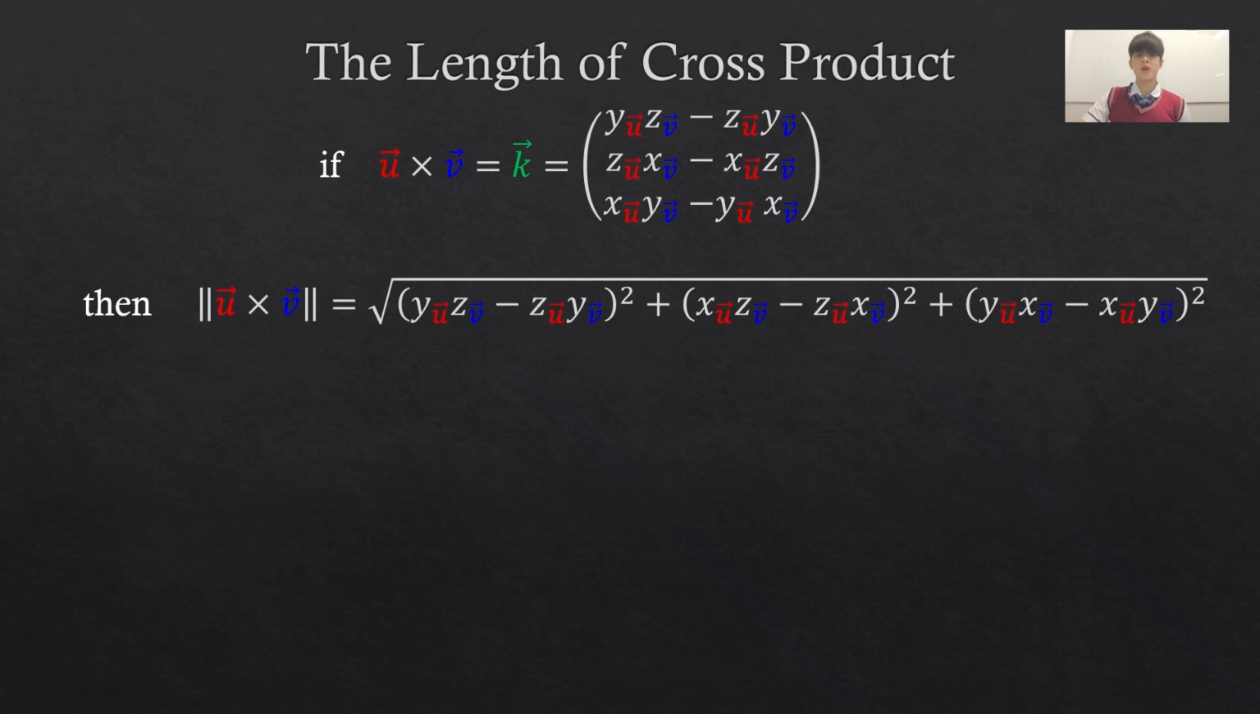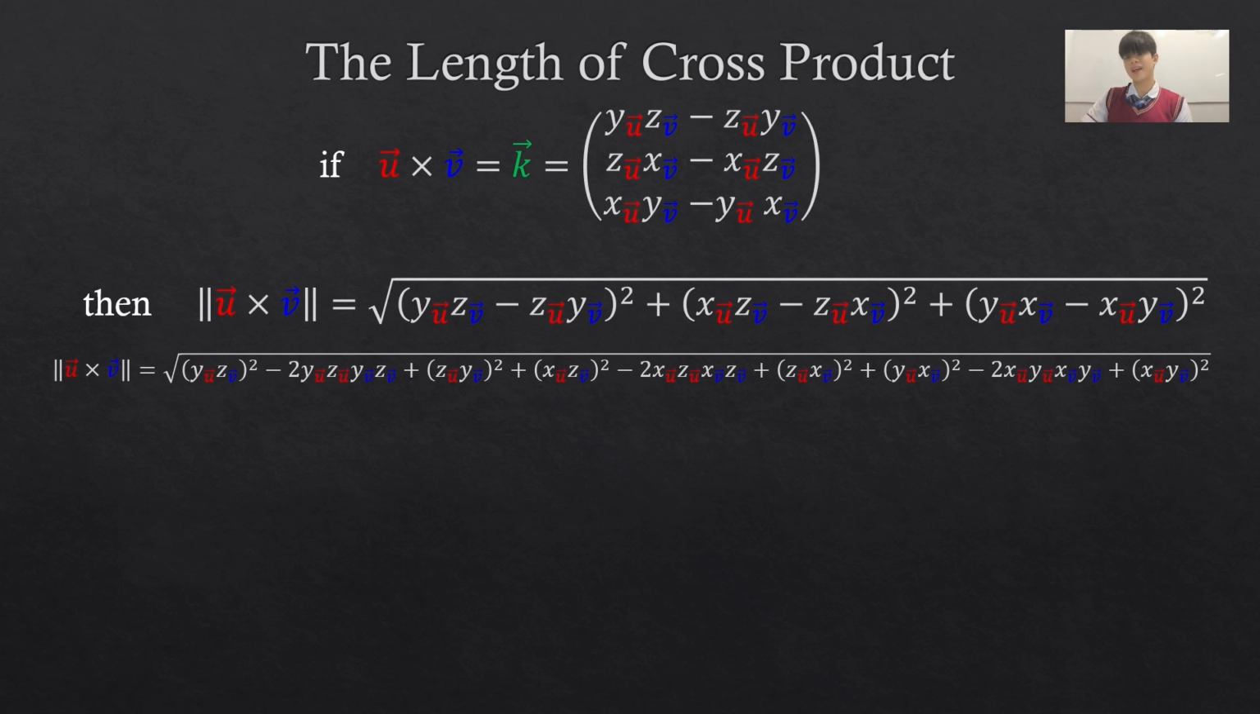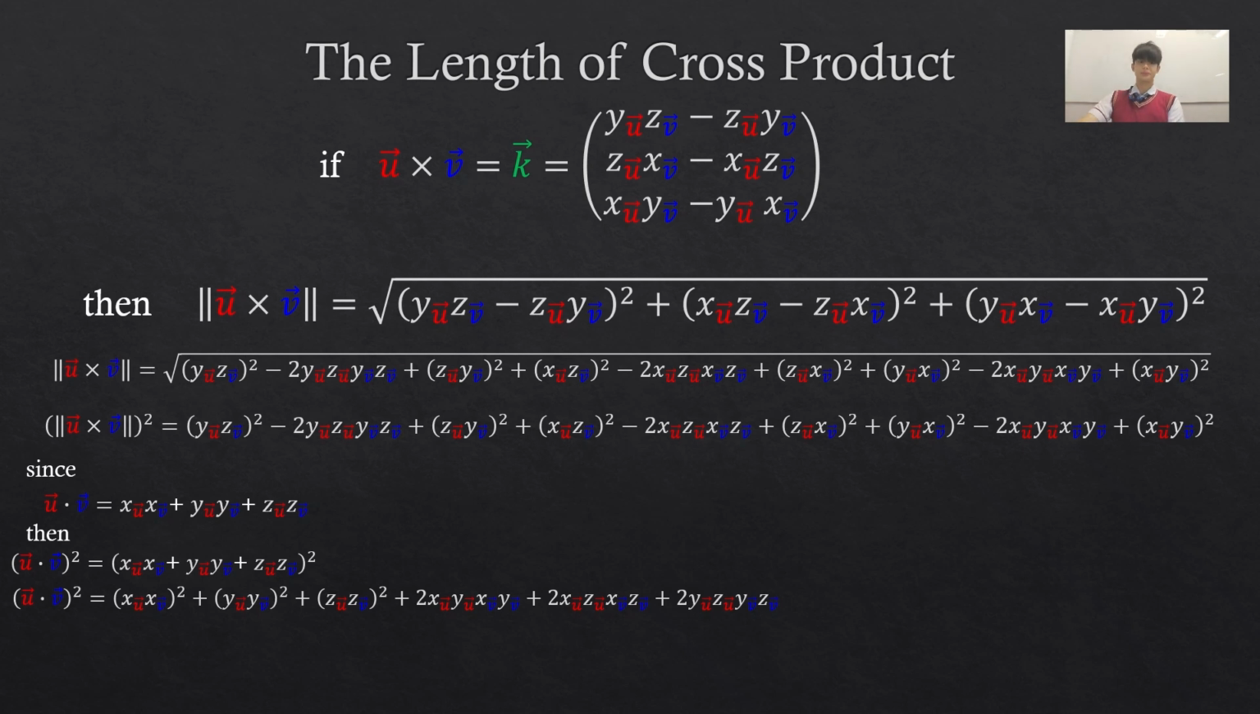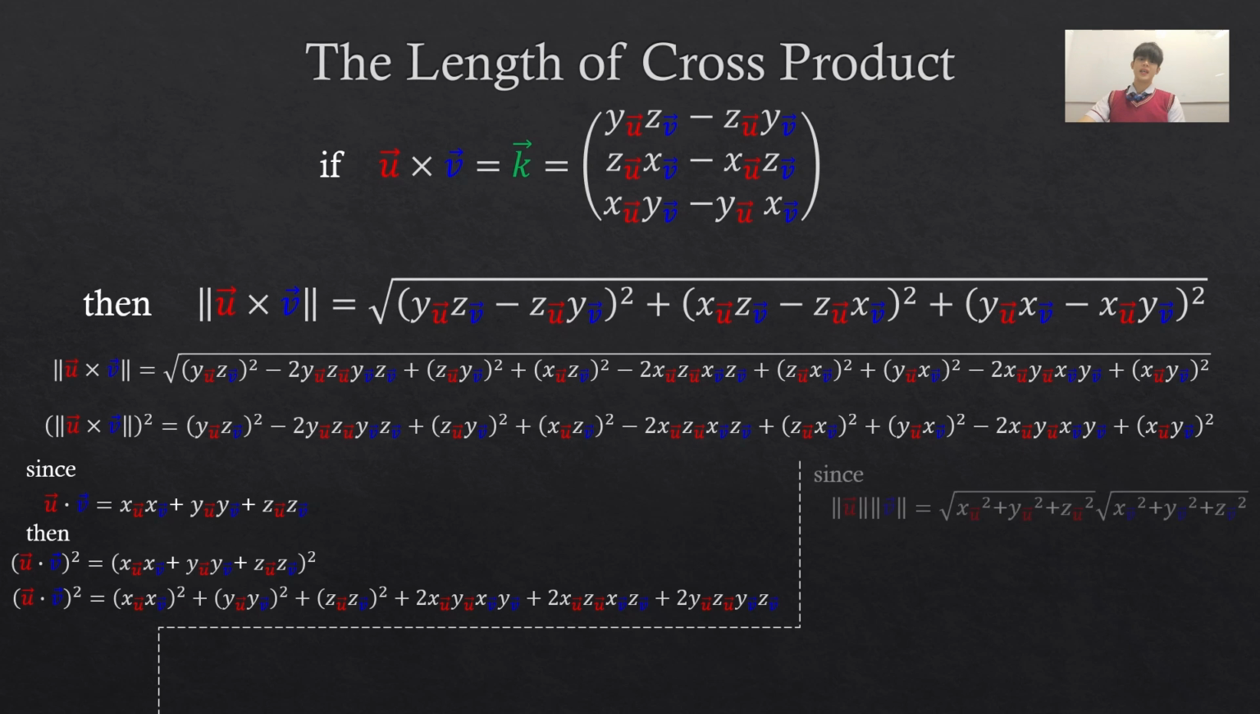Next, let's find the magnitude of the vector resulting from the cross product of u and v. We can use the formula for the magnitude of a vector, which gives us the following expression. Then we'll square the magnitude of the cross product and simplify it to obtain a compact formula. Since the dot product can also be written as follows, its square form can also be expressed this way. We'll also calculate the product of the magnitudes of u and v and find its square form.